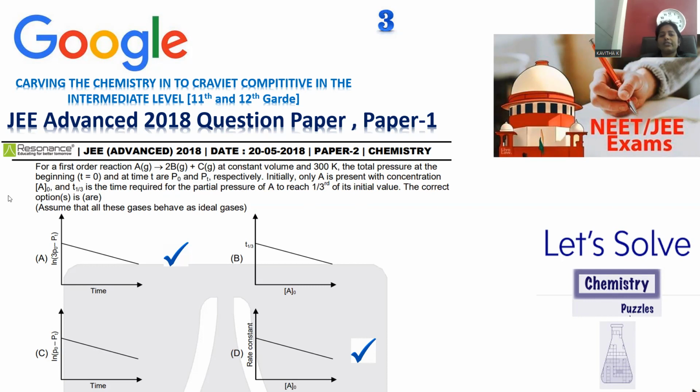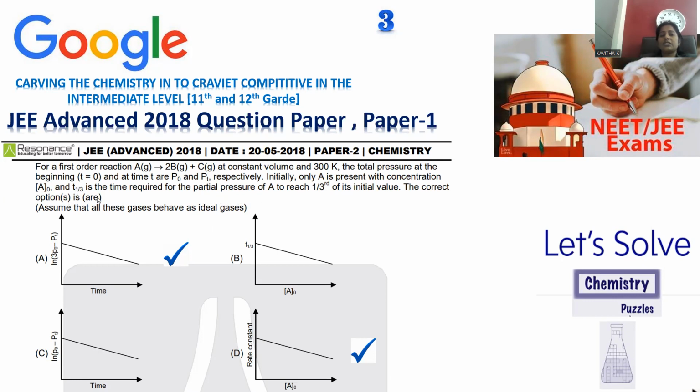So with the concentration A naught, A is the initial reactant, whose initial concentration is designated as A naught. And T 1 by 3, T half is nothing but T 1 by 2, but here T 75%. So the time for completion of 75%, that is given by T 1 by 3, is the time required for the partial pressure of A to reach 1 by 3rd of the initial value. Okay, 75% of the reaction got completed.